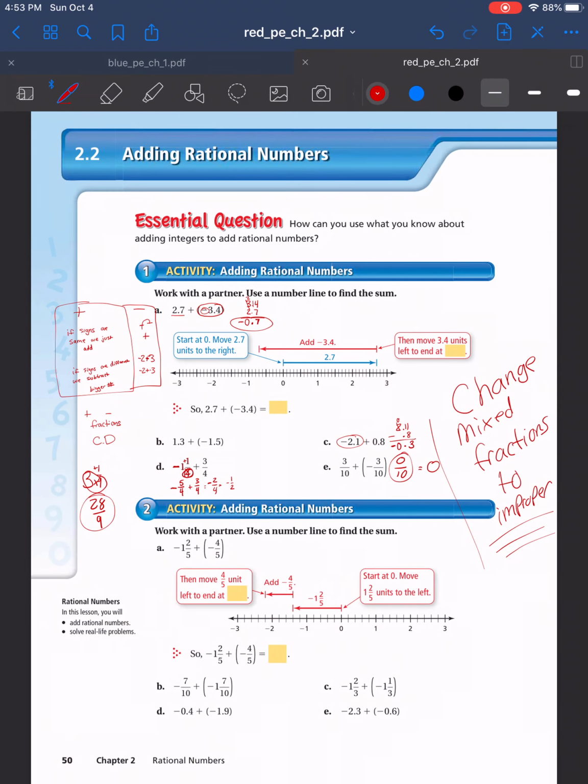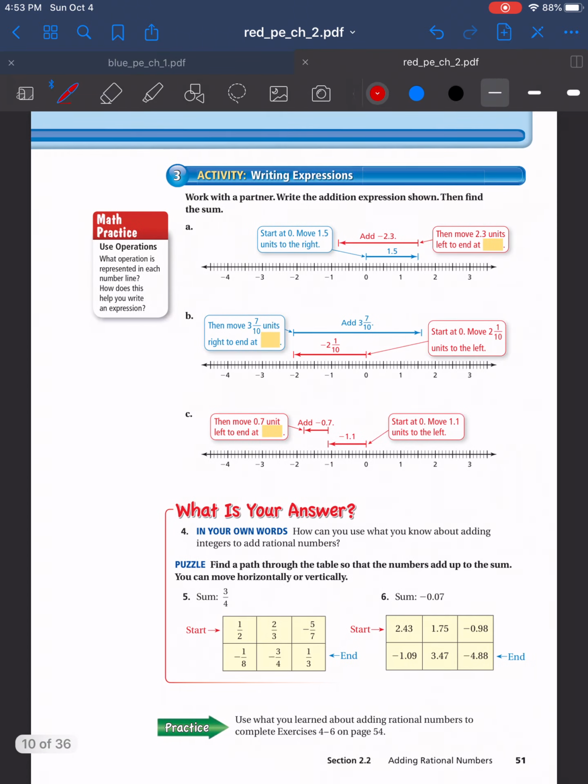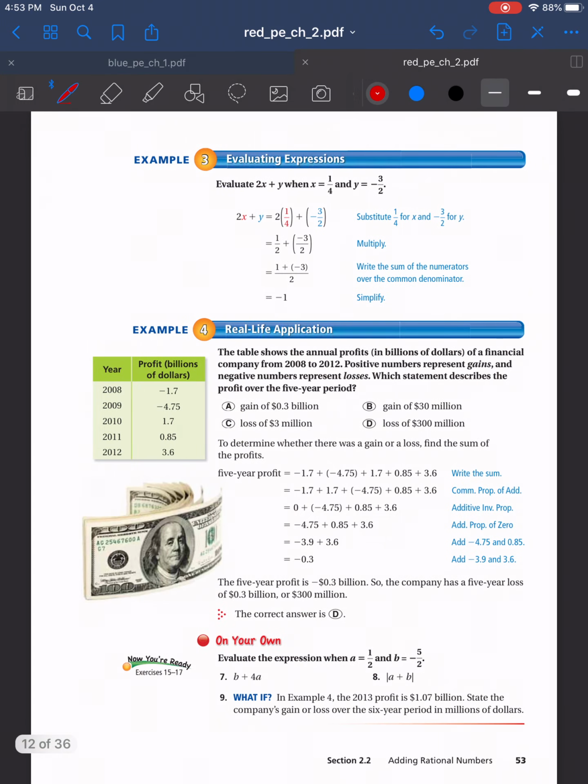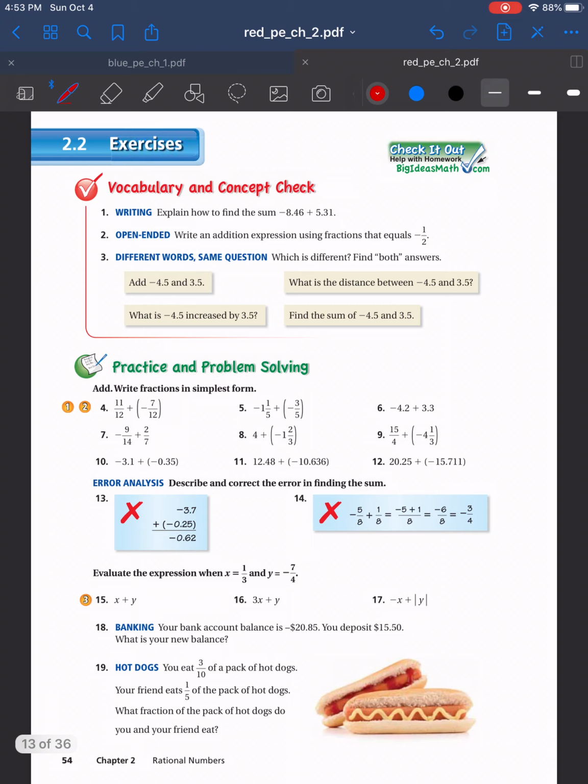Super important. Okay. I'm looking through the chapter to see what else we really need to talk about before doing your homework. Your homework, I'm looking at it right now.